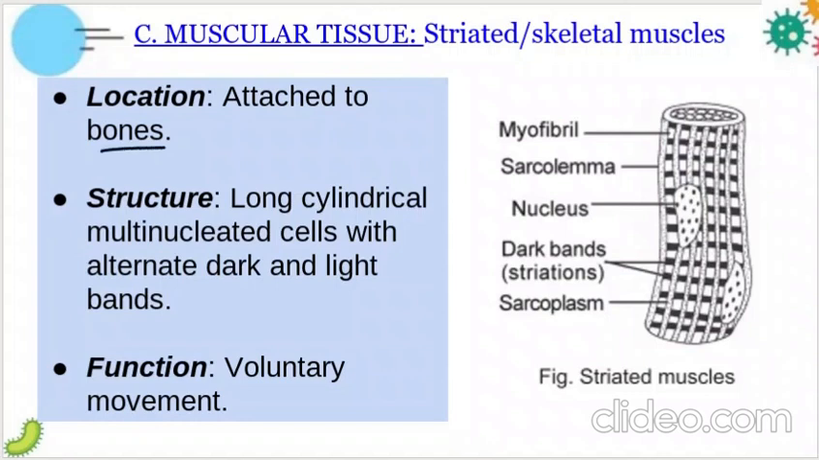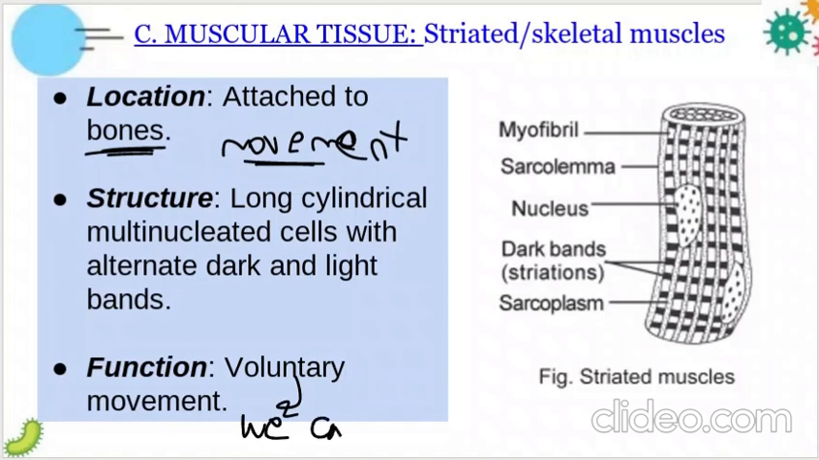Okay, so the first one is skeletal muscles. They're present with connection to bones. They help in the movement. To move the bones, we always use our skeletal muscles. They are voluntary in nature. That means we can control them. They are under our will.